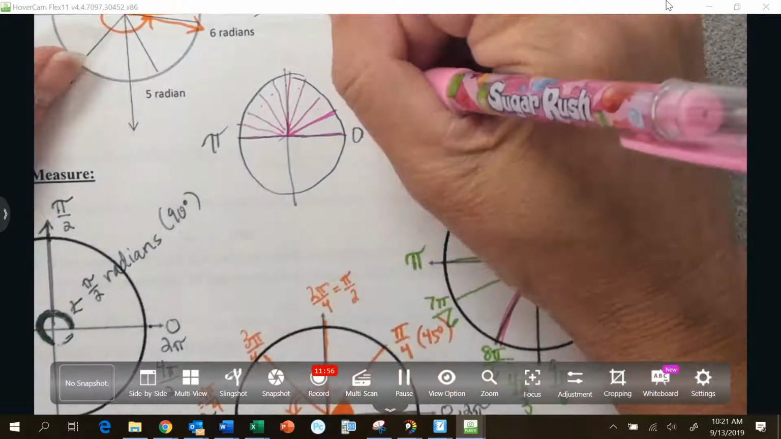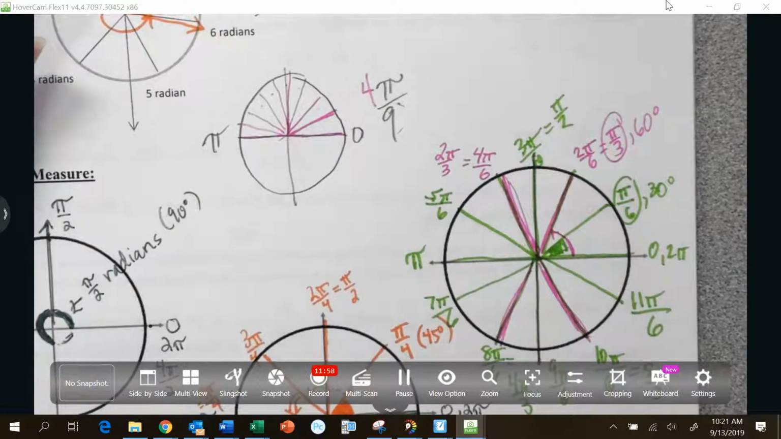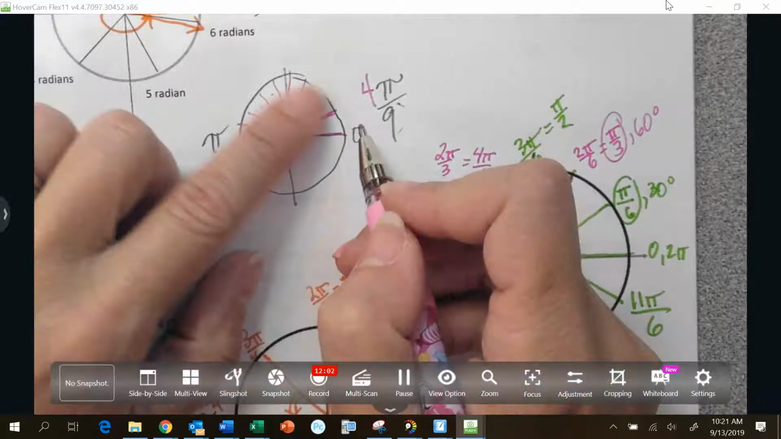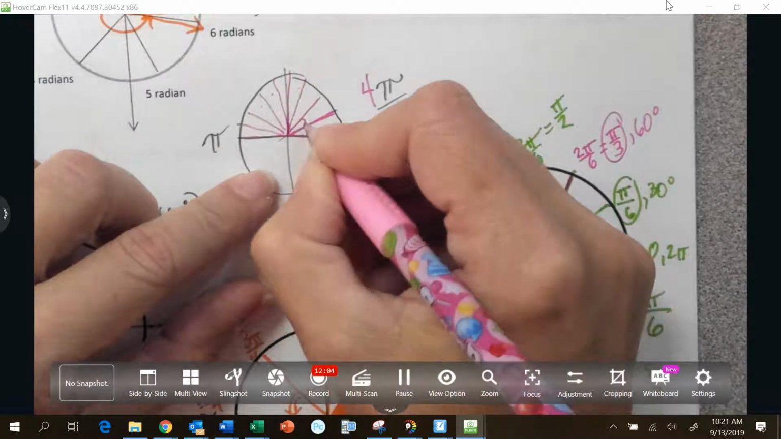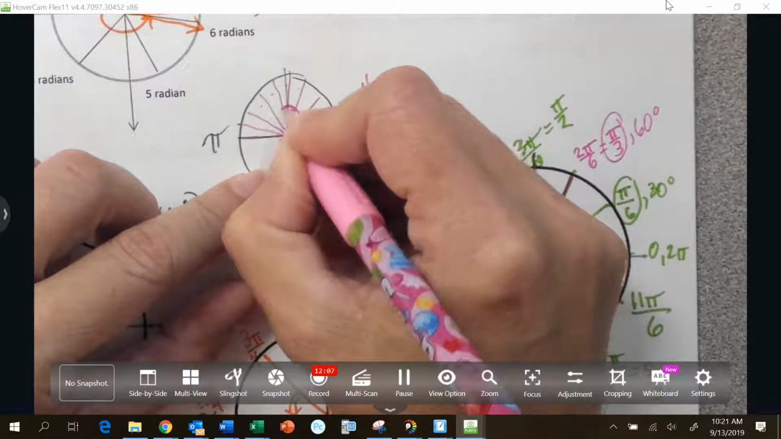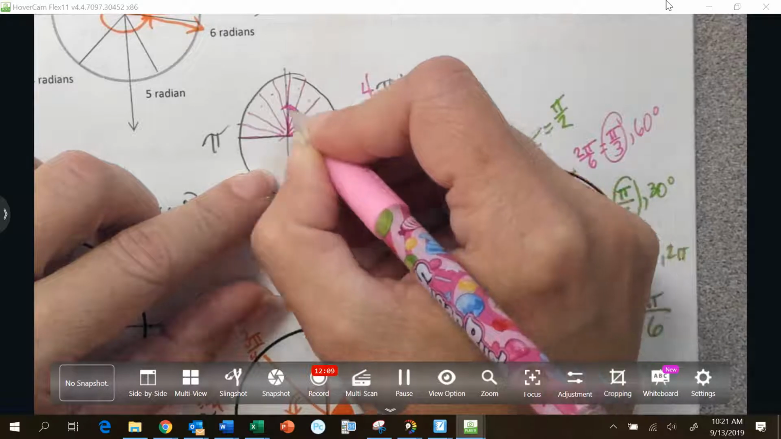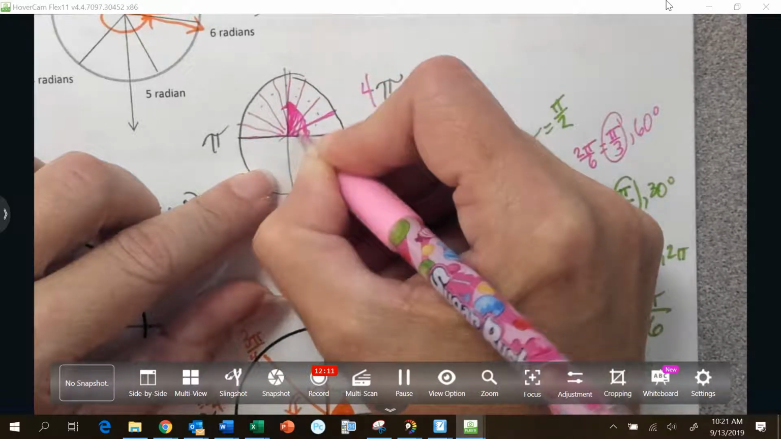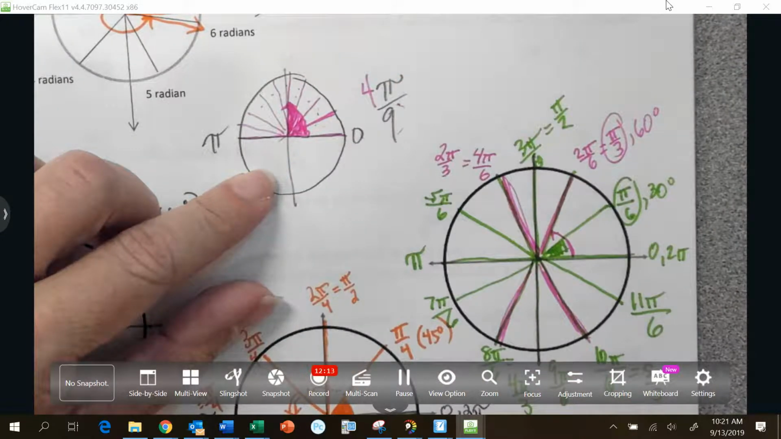What if I wanted 4 pi over 9? I would still divide by 9, but then I just go 4 slices. There's 4 slices, I think. 1, 2, 3. Nope, that's 4 slices. Just do the first 4 slices, right? Okay.